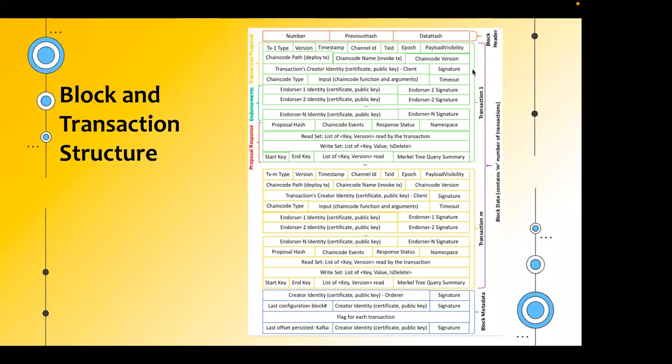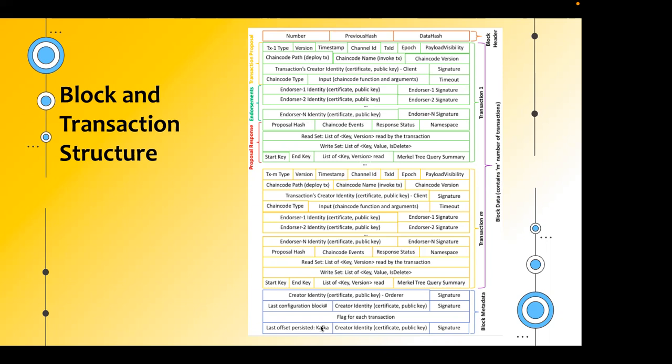As you know, you have the block header. Every blockchain will have this block header. It will have the block number, previous hash, and data hash. This is common for all blockchains. Then at the last, you will find the block metadata, and this is different. Here we will have the creator identity, meaning who has created this block. Obviously the orderer will create it, correct?